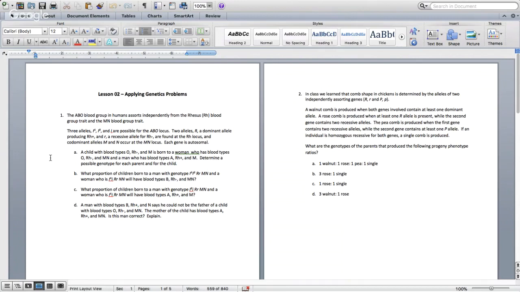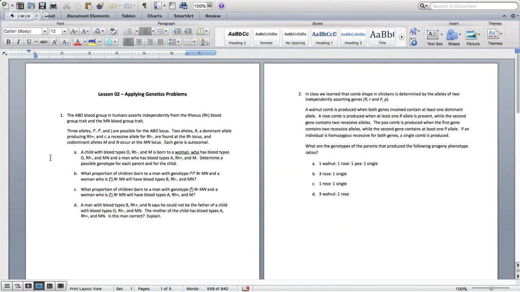For B, I just used the forked line method and found that 1/4 of the offspring would have the B blood type, 1/4 of the offspring would have Rh negative, and 1/2 of the offspring would have the MN. So I just multiplied all those together and got 1 out of 32 of the offspring would have blood type B, Rh negative, and MN.